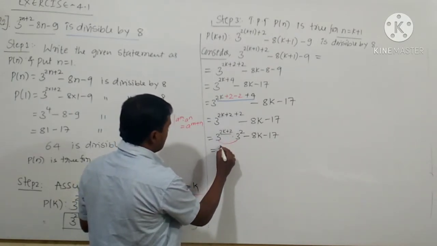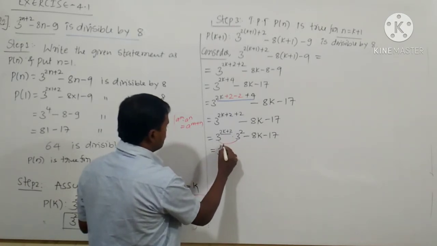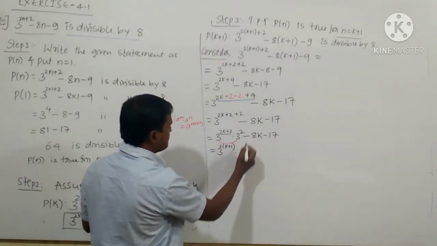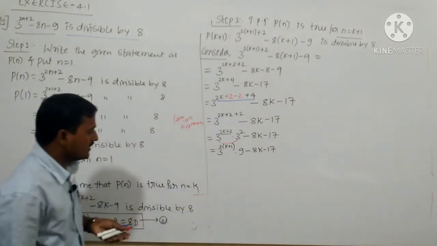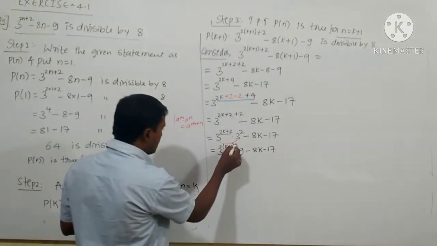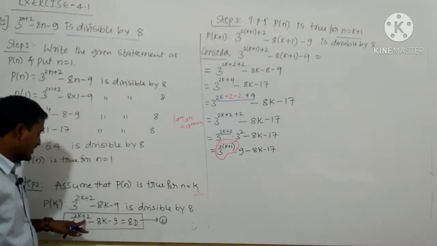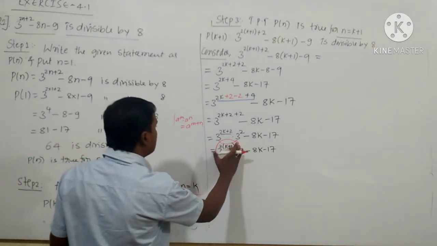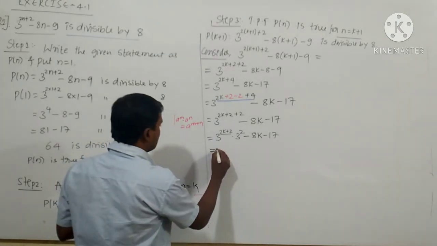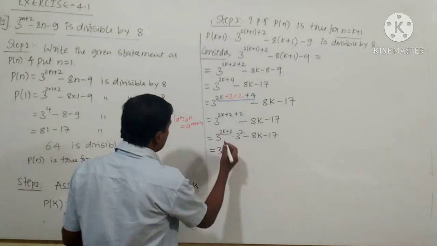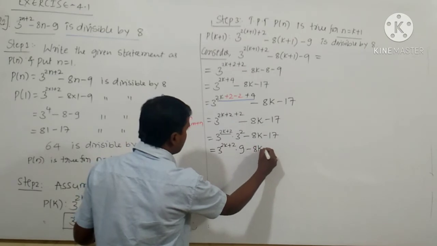In these two, take 3 to the power 2k plus 2 outside. So if you take it outside, here you are getting 3 to the power 2k plus 2, again 3 square means 9, minus 8k minus 17. Okay, now see here, I want to replace the value of this one, that is 3 to the power 2k plus 2, or we will directly remove this one. So here we will write like this, both are same: 3 to the power 2k plus 2 into 3 square means 9 minus 8k minus 17.